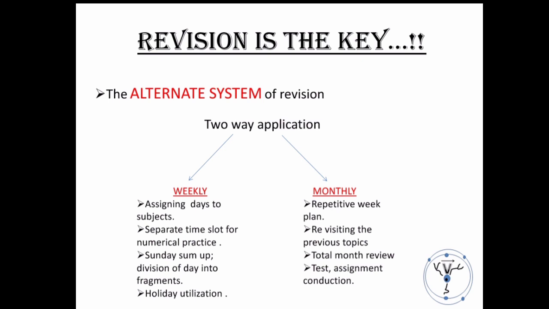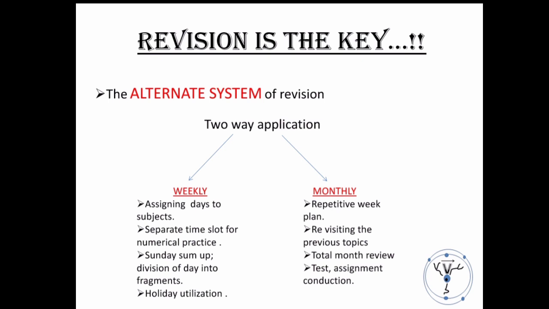On the other hand, if the monthly application of the alternate system is used, then in this process we can have repetitive week practice, which means if we have covered certain subjects and certain topics in the first week of the month, then we can have a revision of all those topics in the third week of the month.